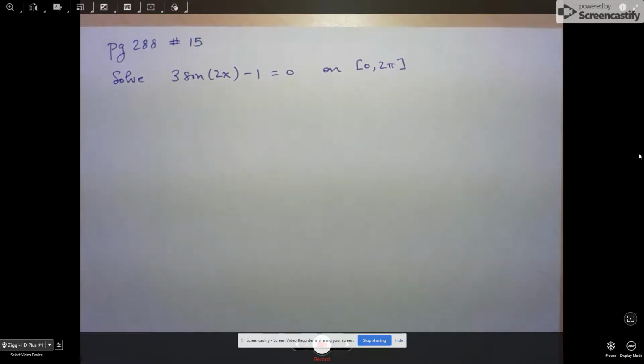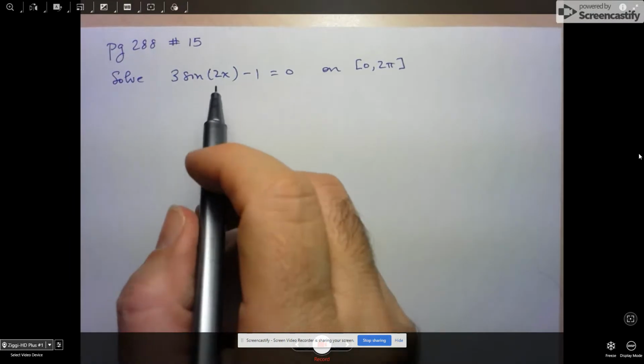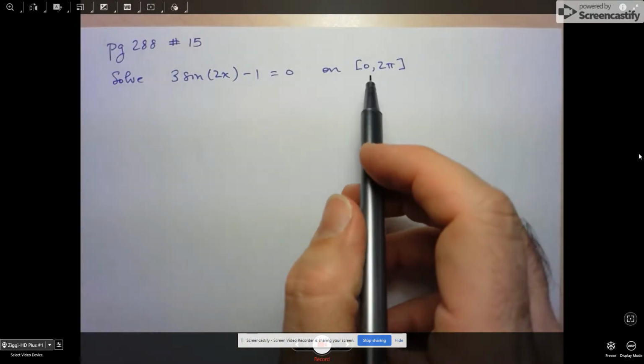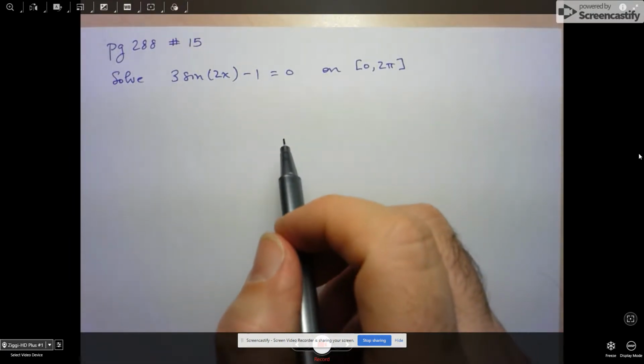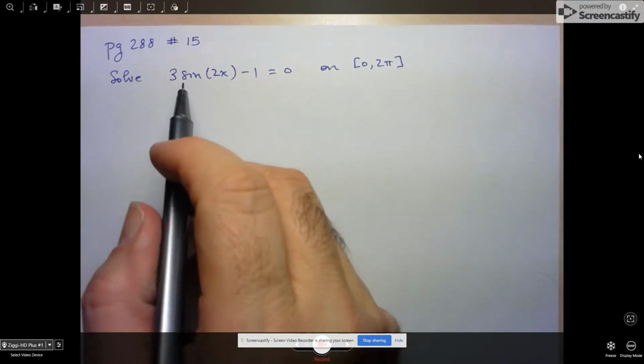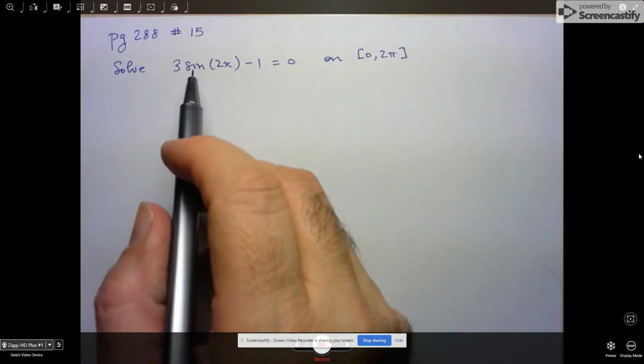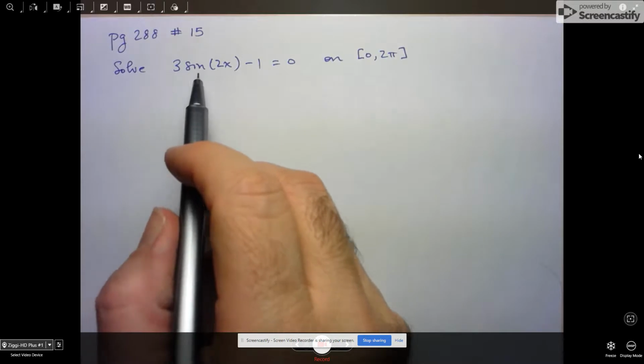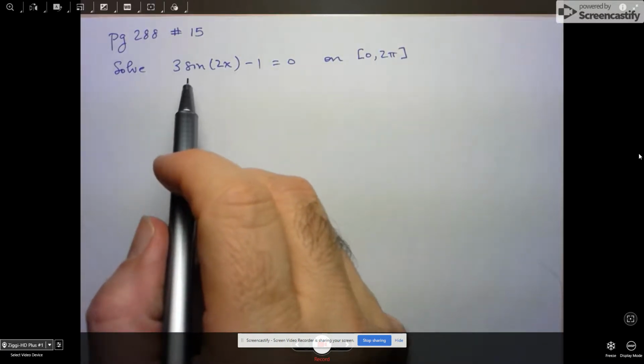Hi folks, we're going to take a look at number 15 on page 288. They're asking us to solve this equation on the interval from 0 to 2 pi inclusive. Here we see that we've got a linear trigonometric equation because there's only one trig ratio and it's not being squared or cubed.